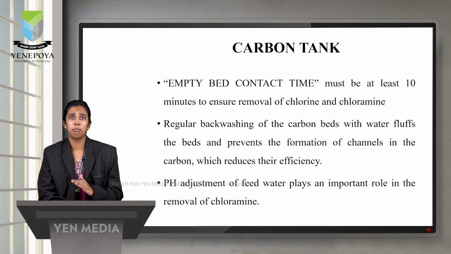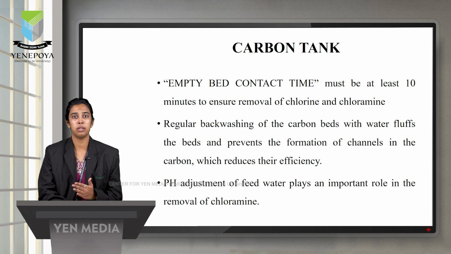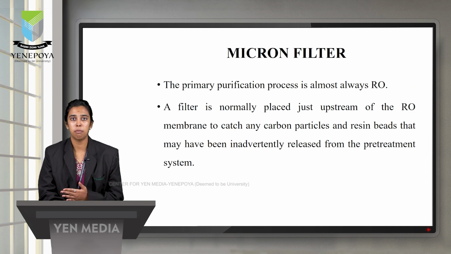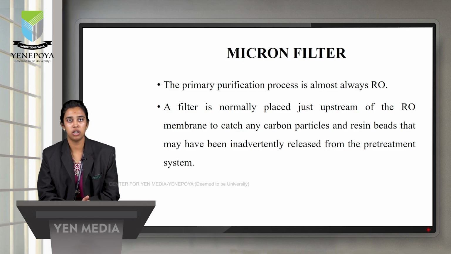Okay, regular backwashing of the carbon tanks with water fluffs the beds and prevents the formation of channels in the carbon, which reduces their efficiency. So the pH should be adjusted. As I said before, the pH is important for the removal of chlorine and chloramine, and that should be maintained here. Next, from the carbon tanks, worker and polisher, we are moving on to the micron filter.